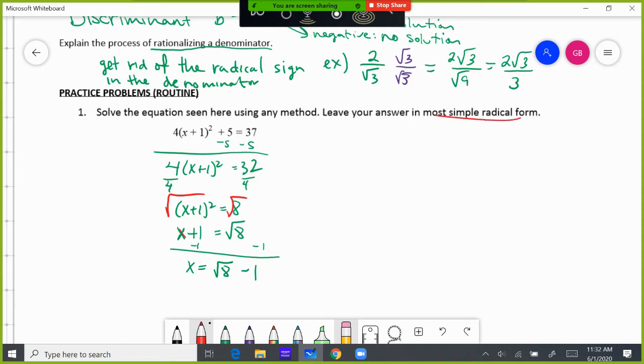It does say the most simple radical. So the square root of 8, you need to simplify it. That simplifies to the square root of 4 times the square root of 2, which simplifies to 2 square root 2. So I'm going to replace that into the formula here. It's going to be plus or minus 2 square root 2, minus 1. So plus and minus means you're going to have a positive and a negative answer.